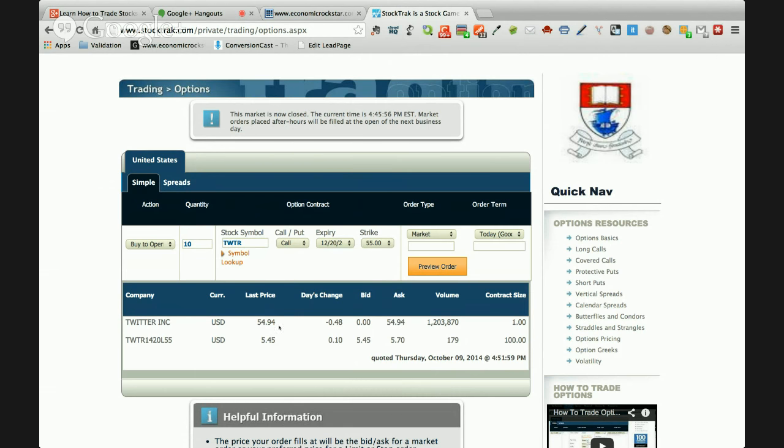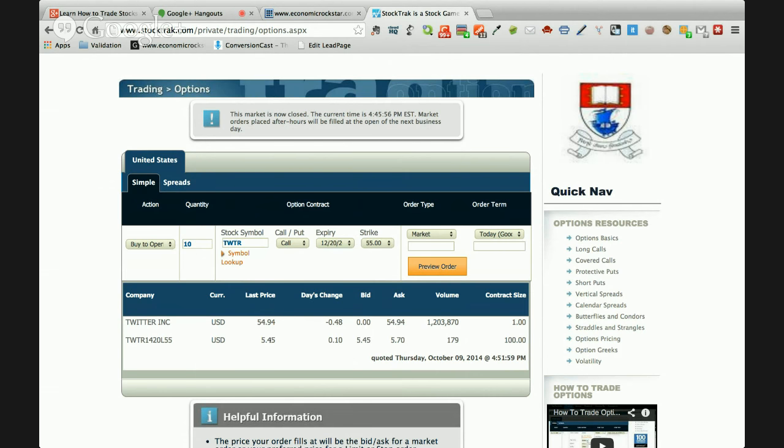It's pretty much 10% of the price of the stock. So you're paying $54.94 for the stock, okay? And if you wanted 1,000 shares, that's just under $55,000. But you could actually leverage your position and only pay about $5,500, because each Twitter share in an options market is only $5.45 or $5.70 if you're going to be buying it, but this is the spot price at the moment.